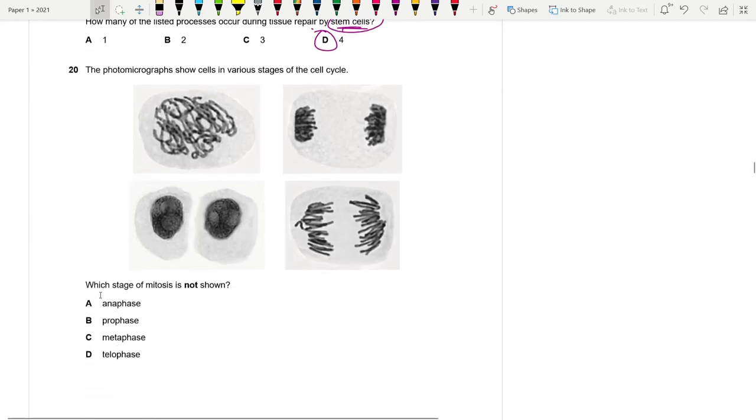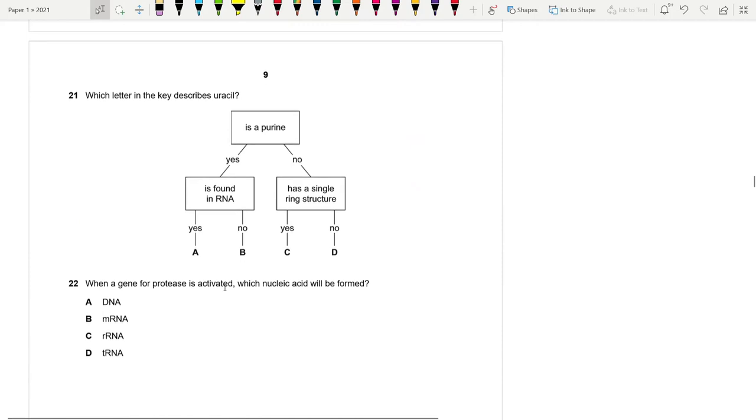Which stage of mitosis is not shown? This is actually prophase, this is anaphase, this is telophase, and this is actually after cytokinesis has taken place. So we aren't being shown metaphase. Metaphase is missing. 20 is C.